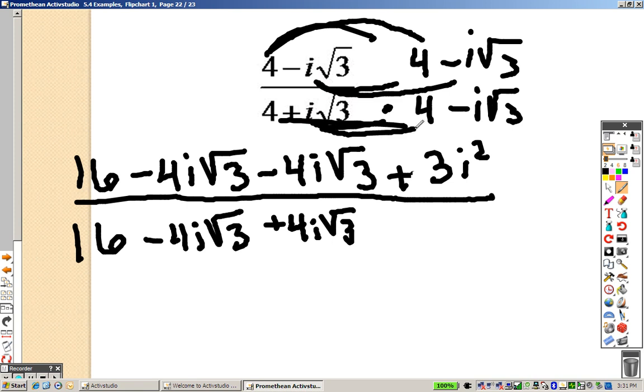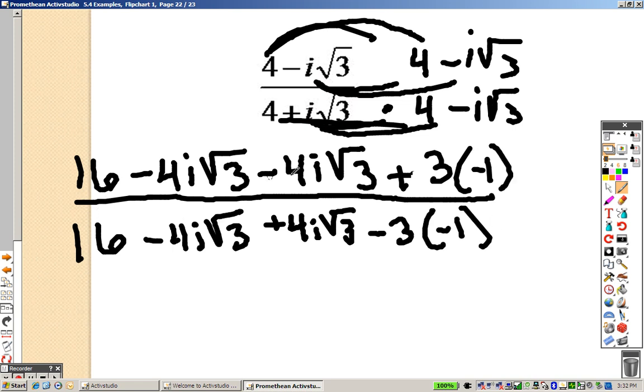i root 3 times negative i root 3 is root 3 times root 3 is 3. And since it's a negative, i squared, because i times negative i is negative i squared. Now once again, keep in mind, i squareds become negative 1s. So 16, and that's a negative 3, so it's a negative 13 with those gone.